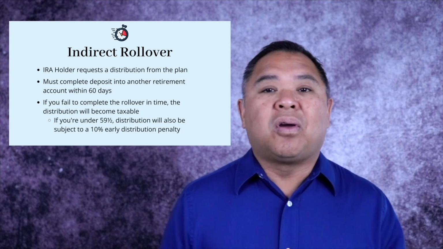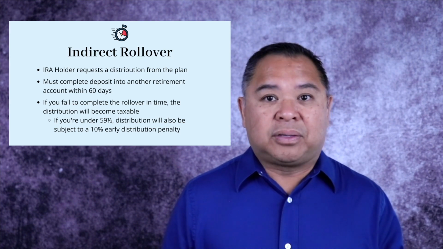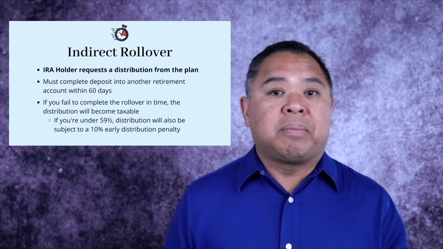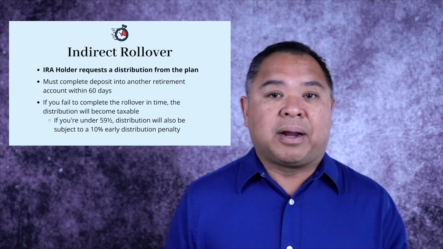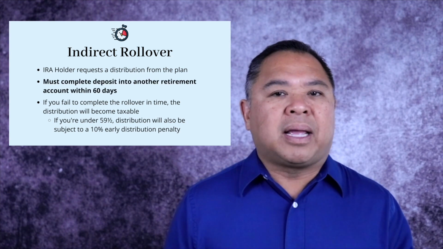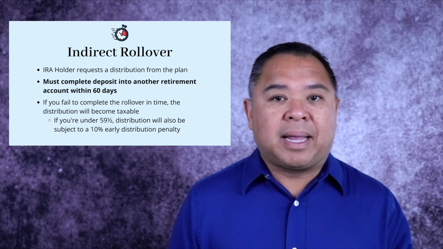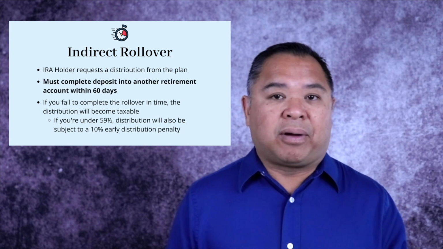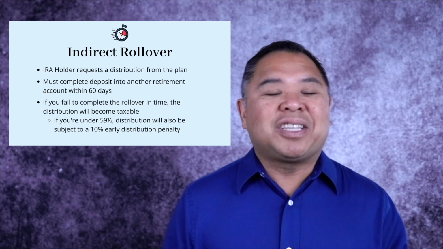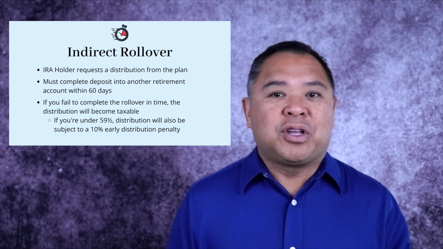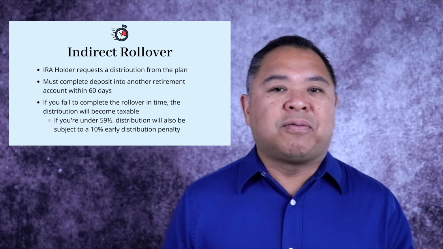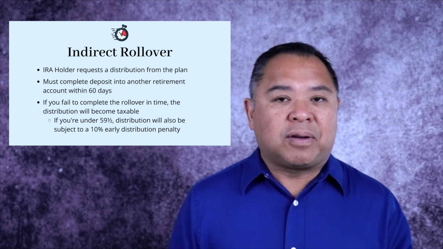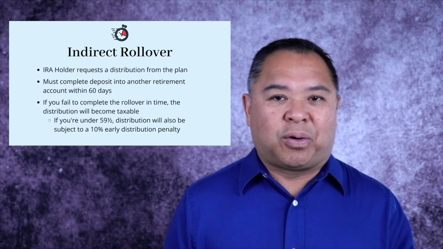The second type of rollover is what we call an indirect rollover. This is where you, the IRA holder, may have requested a distribution from your 401k plan or another IRA. This amount can be put back in or rolled back in within a statutory time frame of 60 days. The 60 days start from the day after you've actually received the funds. Now, this is not the recommended way to move funds. However, you can still move funds via what we call an indirect rollover.